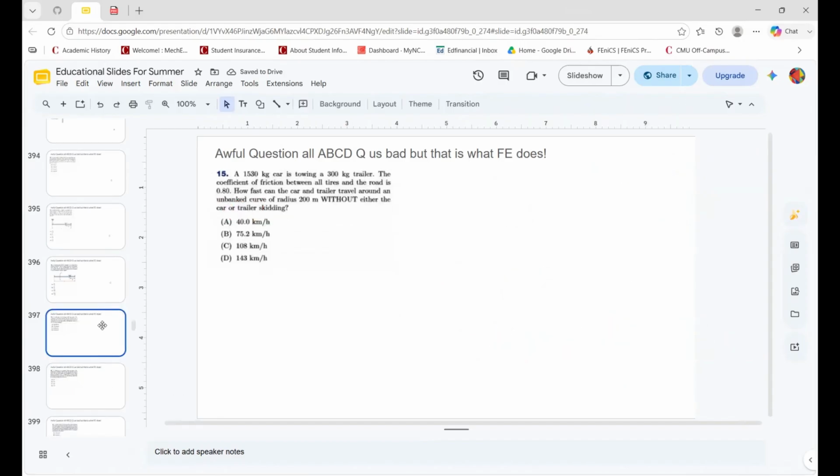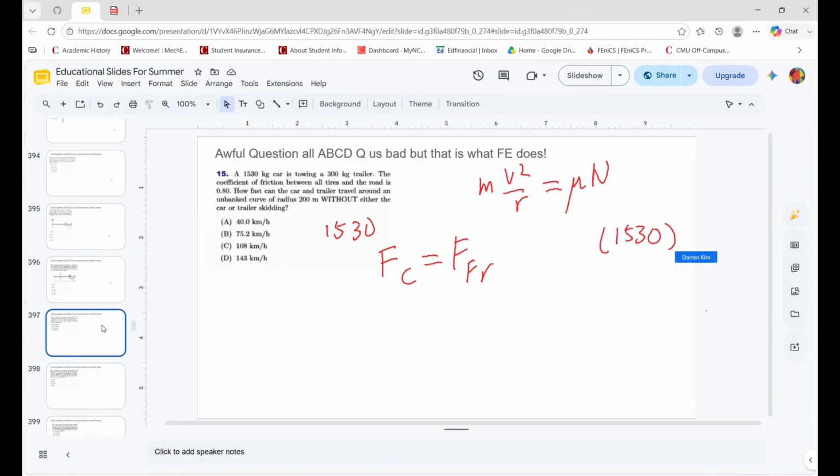Okay, next one. This is a 1,530 kilogram car that tolls a 30 kilogram. The coefficient of friction between the tire and the road is 0.8. How fast can the car travel around an unbanked curve of radius 200? Didn't we just do this one? I feel like this is the same question. Oh, we did this question. This is the sum of forces equals friction force, which is basically saying mv squared divided by r equals mu n. We'll get this question often on the exam.